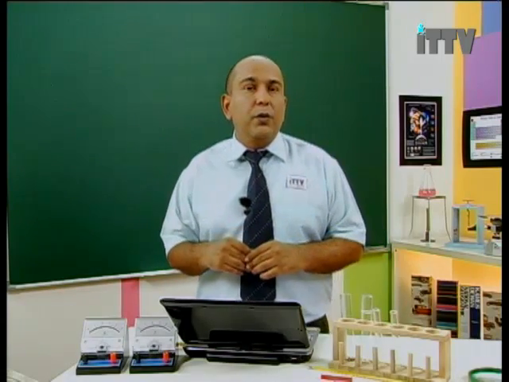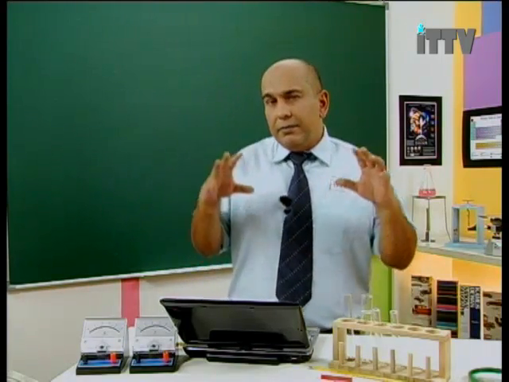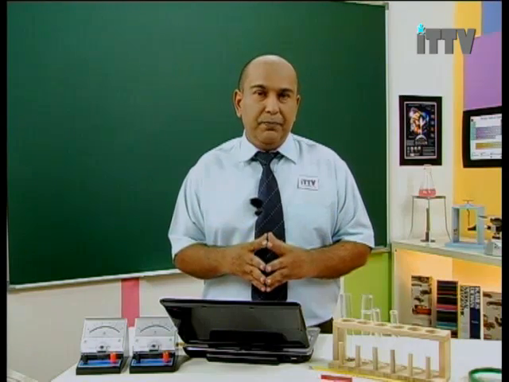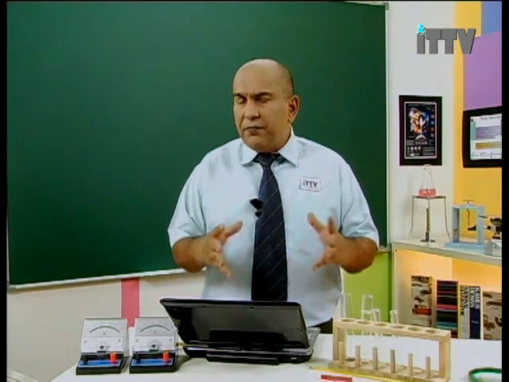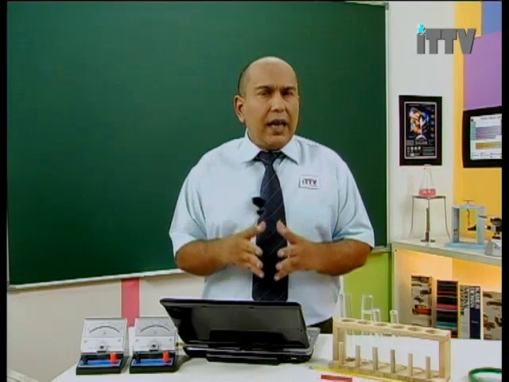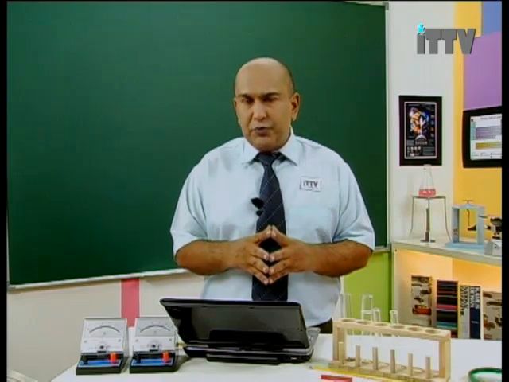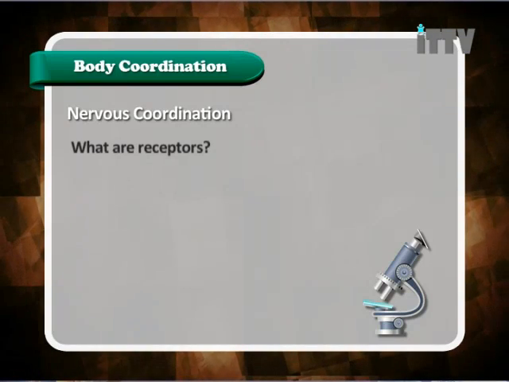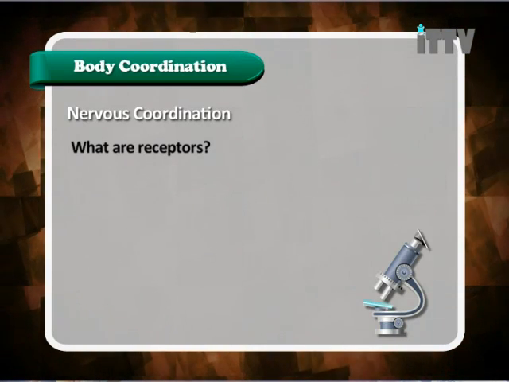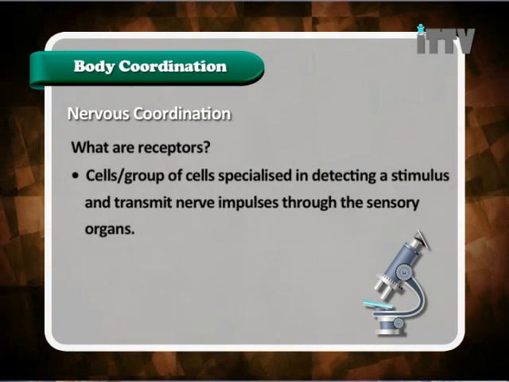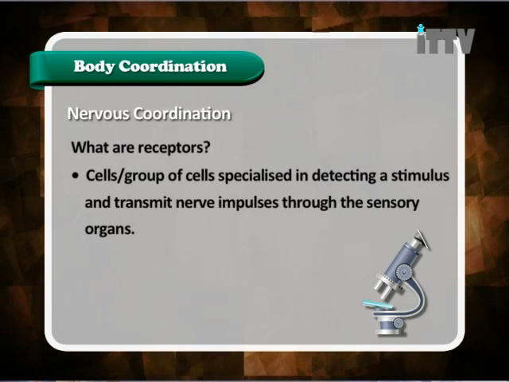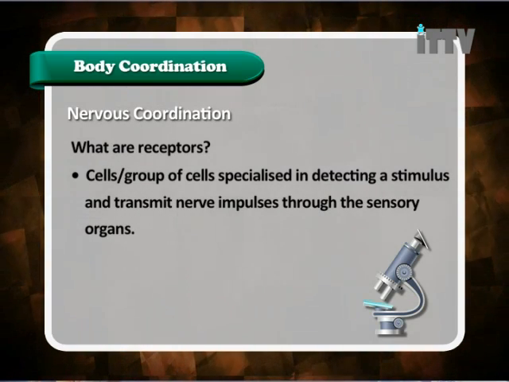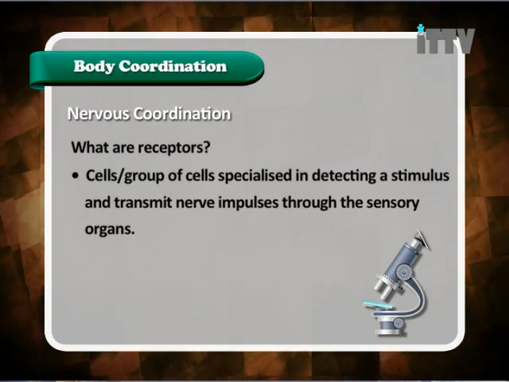In this lesson, we want to have a look at some other things that are part of the nervous system. The receptor, the effector, and we want to have a look at a particular type of response called a reflex action. What are receptors? Cells, group of cells, specialized in detecting a stimulus and transmit nerve impulses through the sensory organ.